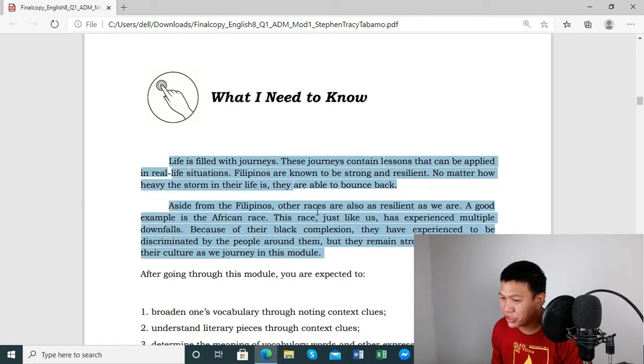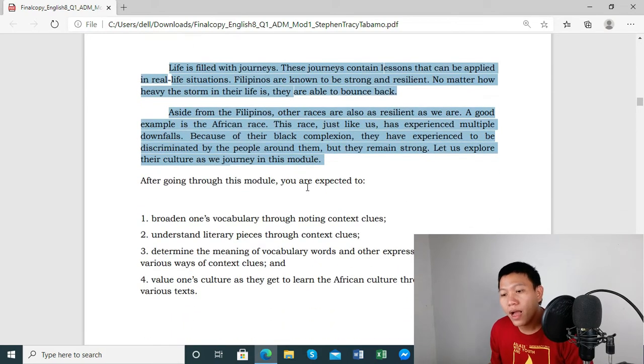Life is filled with journeys. That is very true. And this pandemic, this new normal, as they call it, is another new journey in our lives. We cannot do anything about it anymore. It's part of our lives. All we have to do is to embrace it and accept it. We have to live the new normal life.